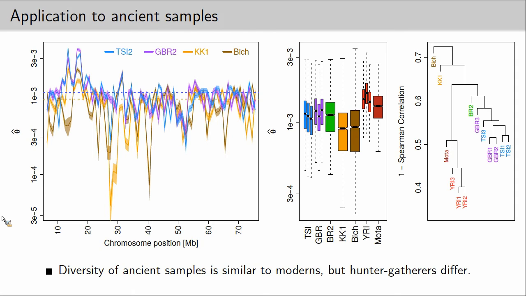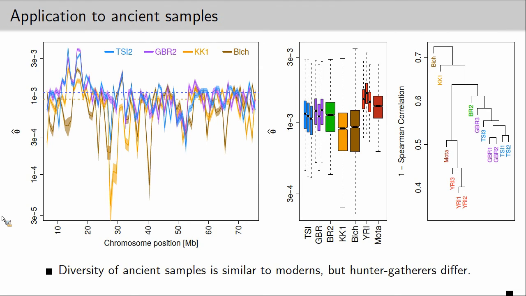Okay? So what we see are the traces along the genome. Interestingly, the two modern samples almost fall on top of each other. Right? If you take a British sample and TSI from Tuscany, they not only have roughly the same genome-wide average heterozygosity, shown here as a dashed line, but even if you follow it one megabase by one megabase through the genome, these two samples are almost identical in their diversity. However, the hunter-gatherer samples are a little bit different. They have slightly lower genome-wide heterozygosity, which you would expect given the lower population size, and their traces look a little bit different too.